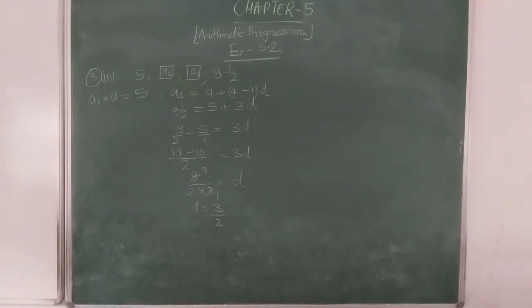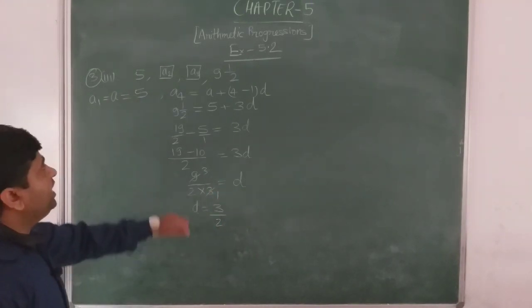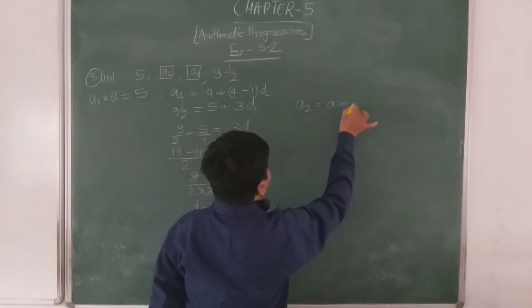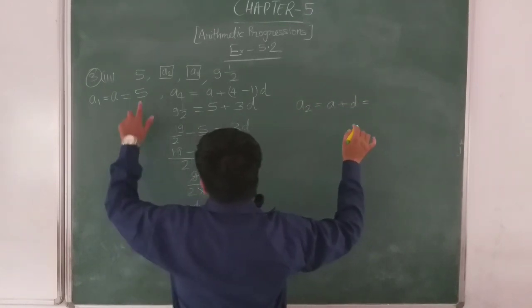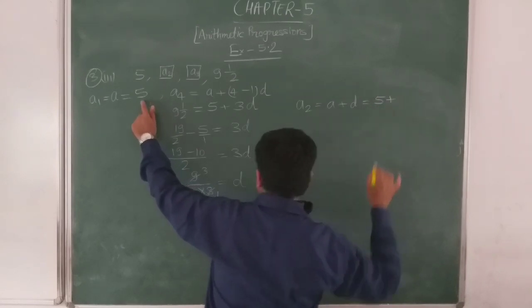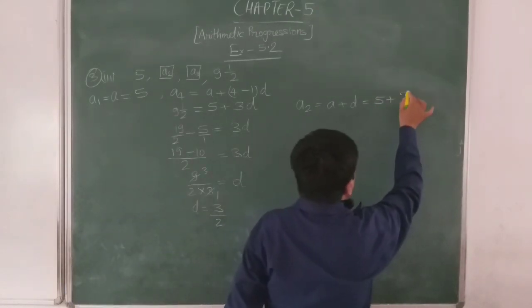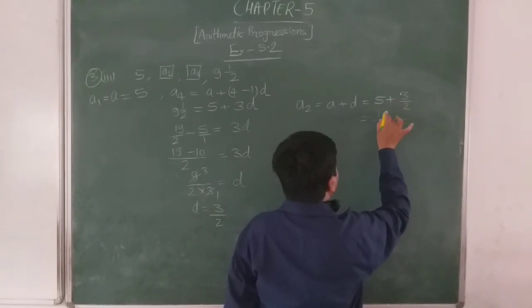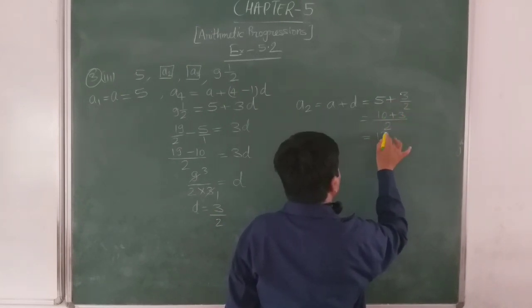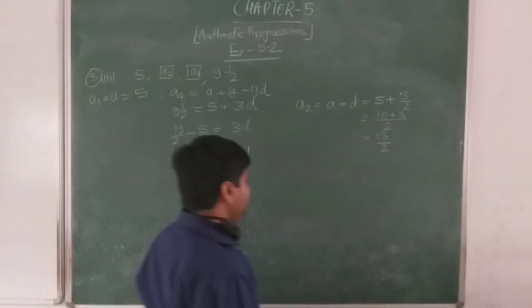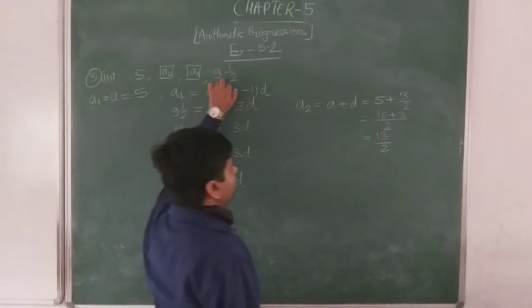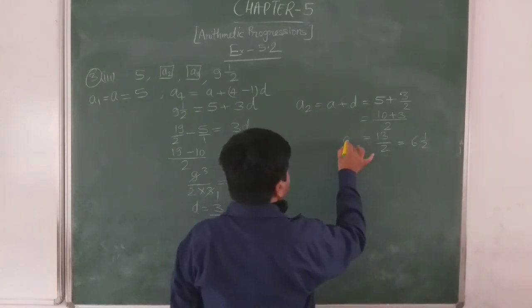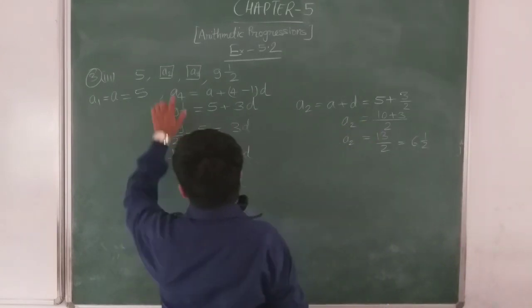The value of D has come, 3 by 2, and the value of A is 5. Now we can find A2. So A2 equals A plus D. The value of A is 5, plus the value of D is 3 by 2. Now simplify by taking LCM that is 2. 2 5s are 10, plus 3, so it is 13 upon 2. Clear? We can convert it into this form also. 2 6s are 12, 1 by 2 that is 6 and a half. This is A2. The second term is the first blank.